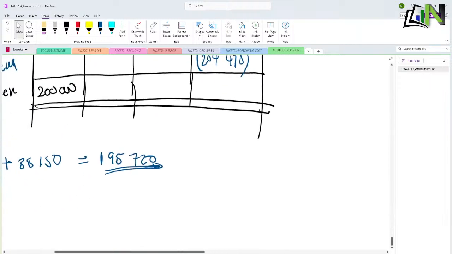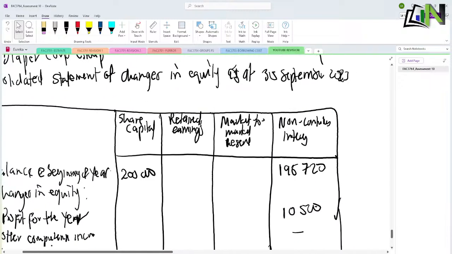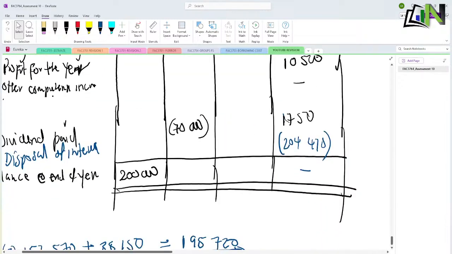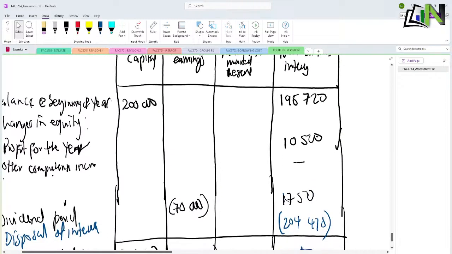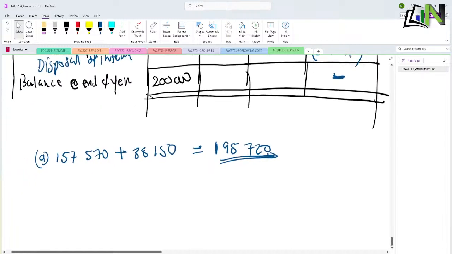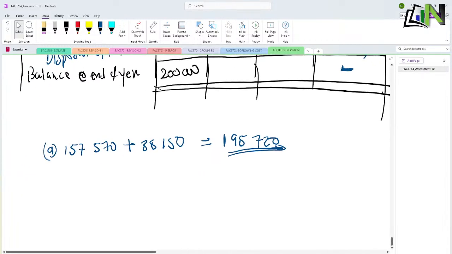We are closing off NCI. Remember, there's no more group at the end of the year. There's no more group, so that will just be dashed. No group anymore. Then the market to market reserve. Let me also deal with that one. I'll call this B.